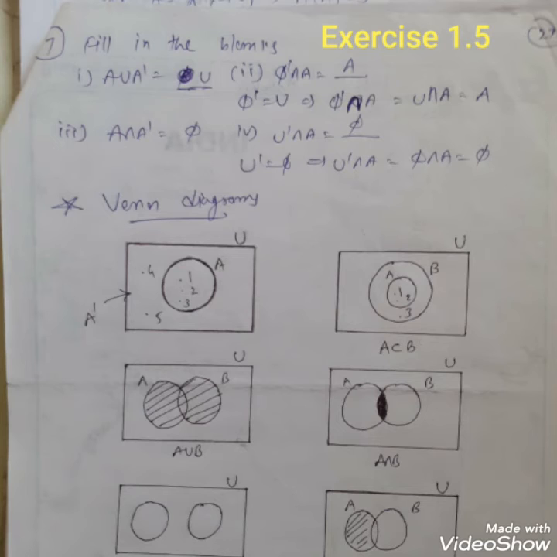Then phi dash intersection A, phi dash gives us the universal set, so U intersection A gives the set itself, means U intersection A equals A. Then U dash intersection A, U dash gives us the null set because there is no element. U contains all the elements, then its complement does not contain any element, so U dash equals the null set, and U dash intersection A will be null set intersection A. Null set does not contain any element, so it is the null set.